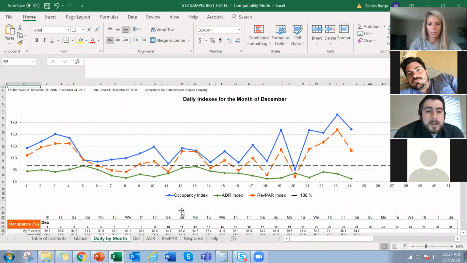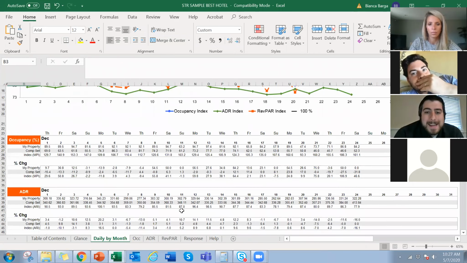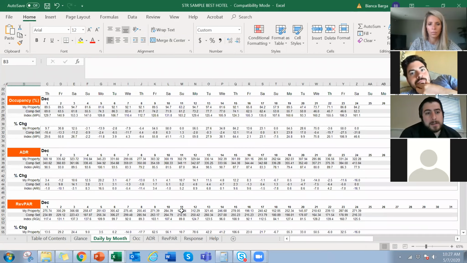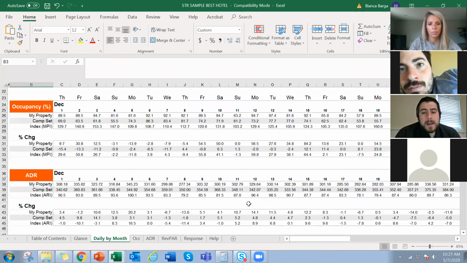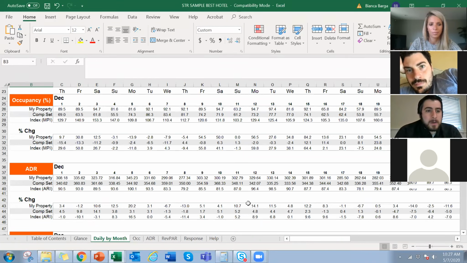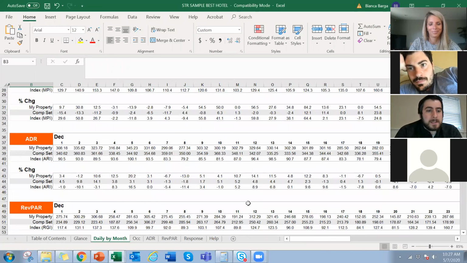On the next tab, you're going to see the same information, but it's going to show us by day. So you can see here, starting at the top of the month, December 1st, all the way to the 24th. Something important to keep in mind here: I said on the glance, and I learned this one the hard way, that it refers to day of week over day of week. This here is showing date over date. So first to the first, second to second. I actually had to call STR and learn that one myself when I saw some discrepancies in my report.